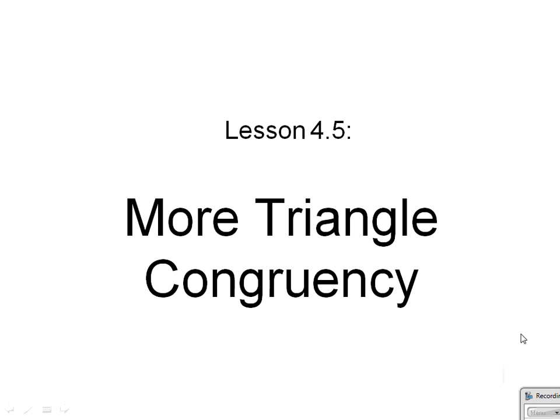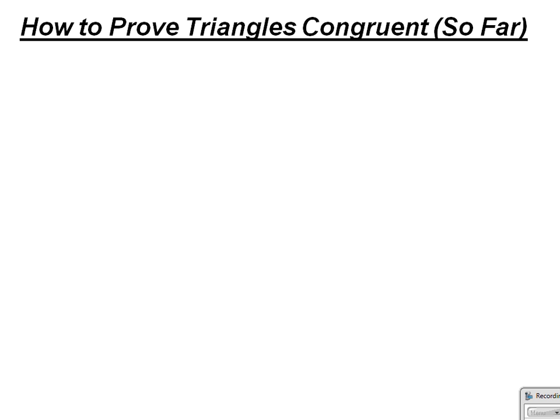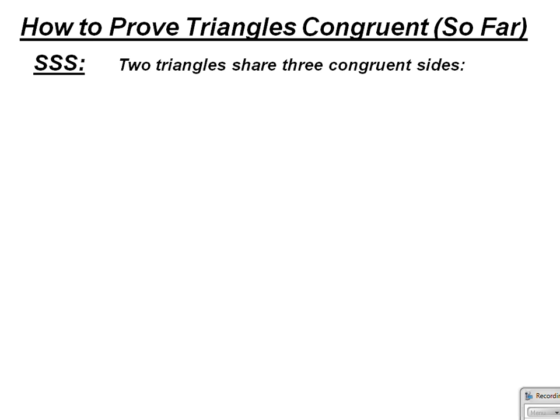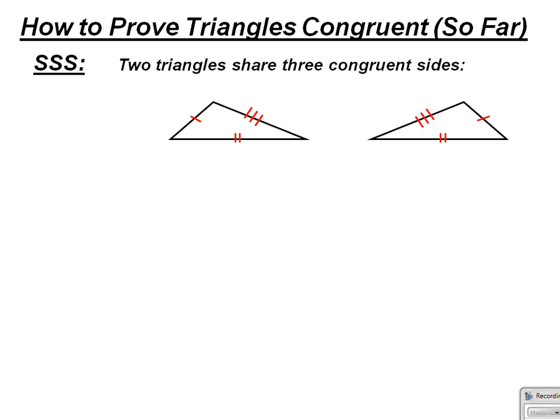Lesson 4-5 on more triangle congruency conjectures. So far we've discussed three different ways of proving that triangles are congruent. The first conjecture was the side-side-side, or SSS conjecture, which said that if two triangles shared three pairs of congruent sides, that was enough information to prove that the triangles were congruent.